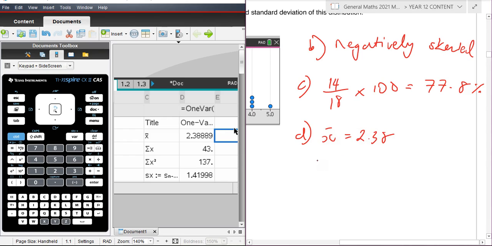2.38, and my standard deviation is 1.41.